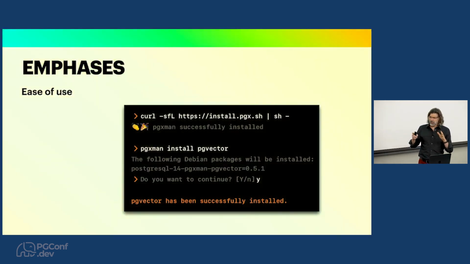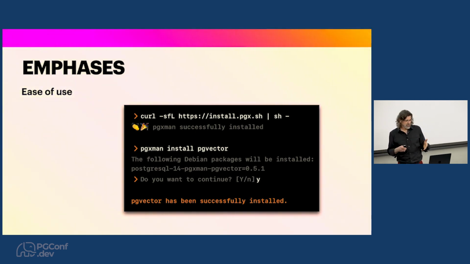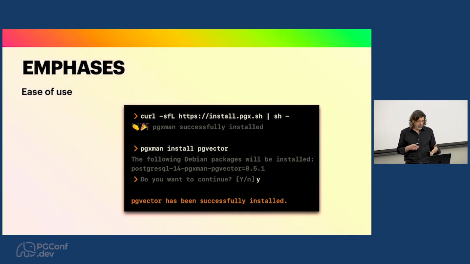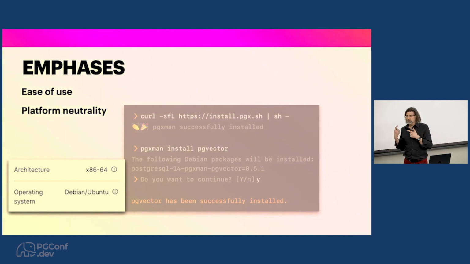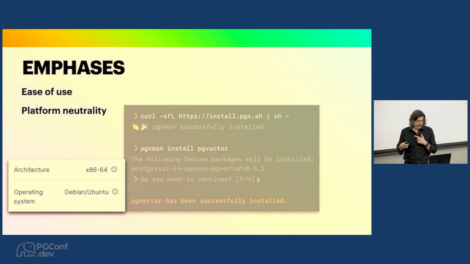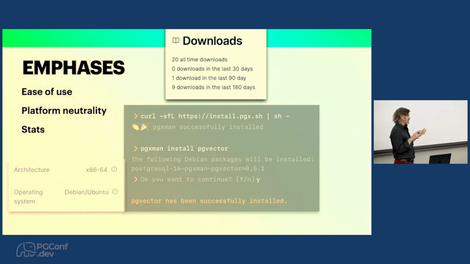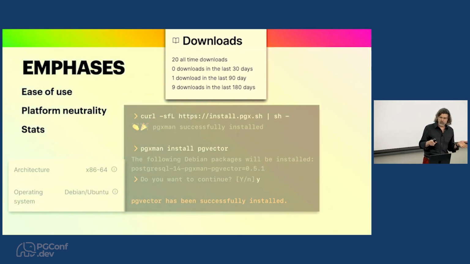So what's interesting about these projects is they have emphasized, in some respects, different things from what PGXN has. For example, one is ease of use, as in this example from PGXMan, where they have a single command to install PGXMan itself, and then a single command to very quickly install the binaries you want. Another one is platform neutrality, where they want to actually create binaries to distribute to multiple platforms, as in this example here from Trunk, where they show you this is the architecture on which you can run this. Statistics. PGXN has no statistics, but db.dev gives you numbers of downloads, something, again, to help get at that signal that's been missing.